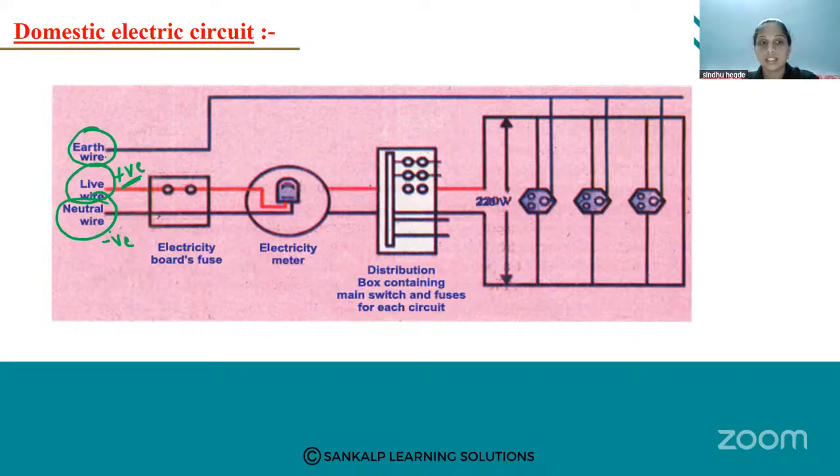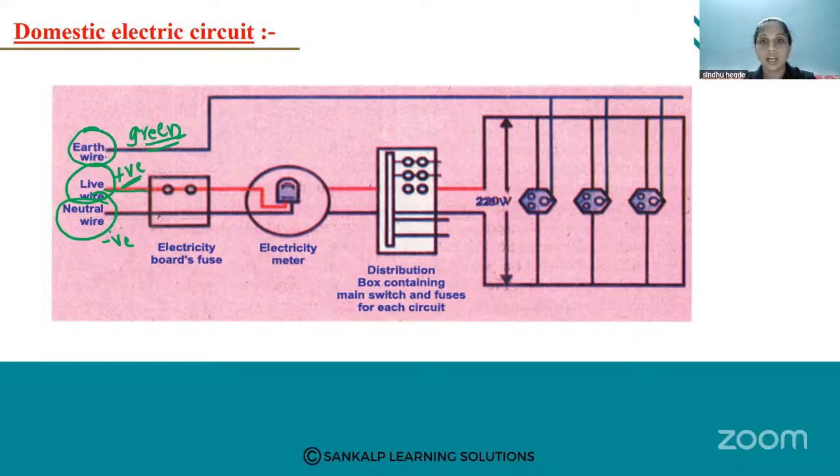See, this live wire is always insulated with a red color. So live wire is red, and neutral wire is insulated with black color. And earth wire is always green, it is insulated with green. So these 3 are the main wires used in our electric circuits.